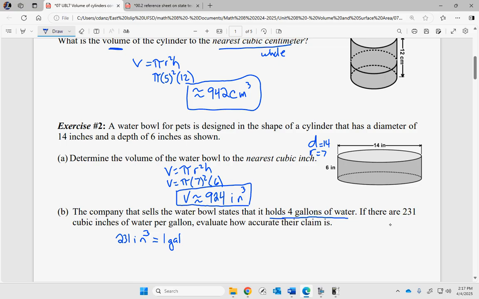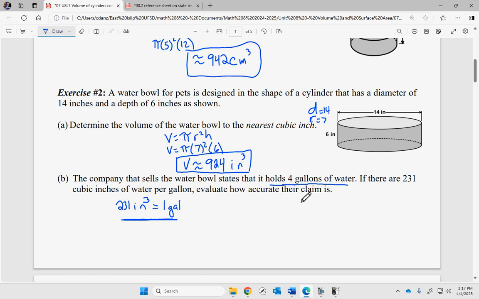Well, if 1 gallon is 231 cubic inches, then couldn't I multiply that 231 by 4 to find 4 gallons? Right? If I want to know what 4 gallons is, can I say, okay, to go from here to here, I multiply by 4? Does that make sense to you? If 1 gallon is 231 cubic inches, then 4 gallons would be 4 times that. So what is 231 times 4?